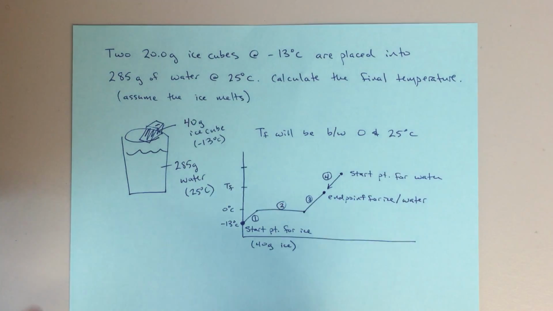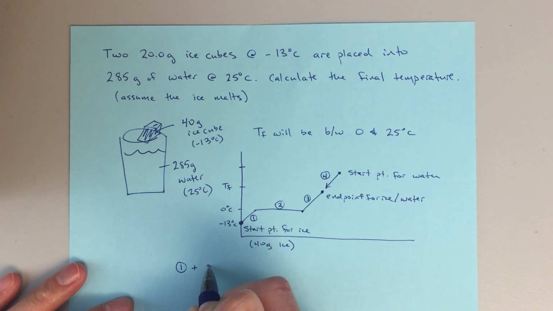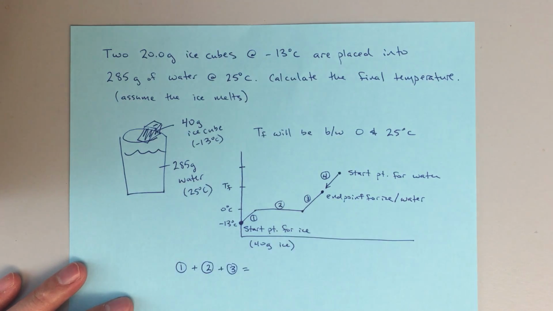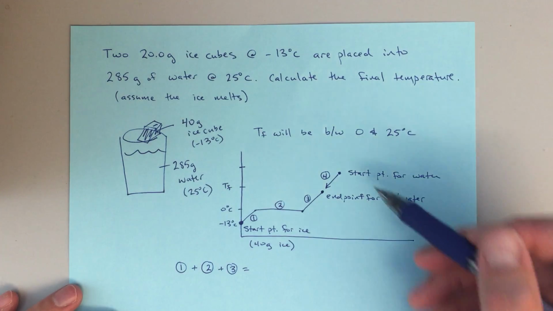Now, the real trick here is that the energy required for step 1 plus the energy required for step 2 plus the energy required for step 3, all of that energy that the ice is absorbing is coming from the water.